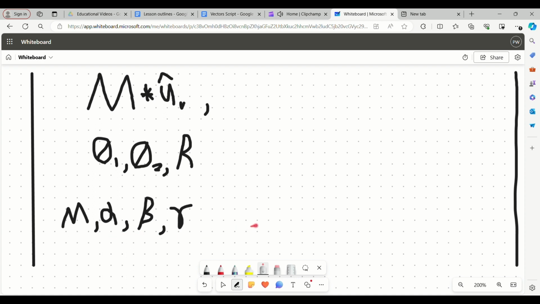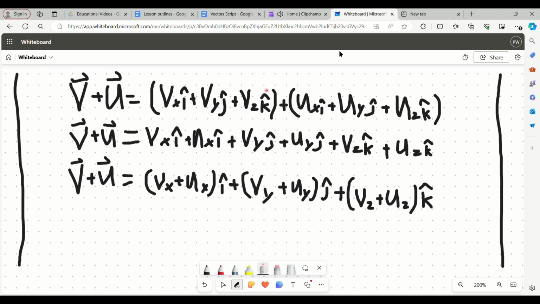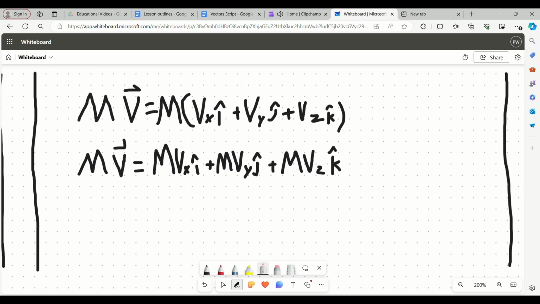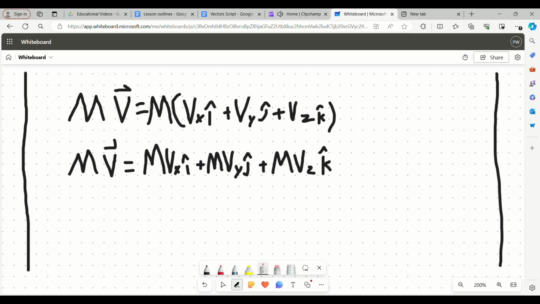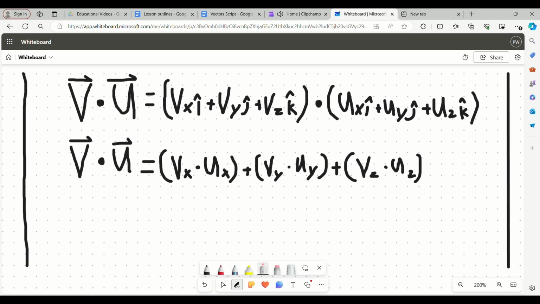Vectors can be added or subtracted together by adding or subtracting each like component. Vectors can also be multiplied or divided by a scalar value. Simply distribute the scalar value. However, vectors cannot be multiplied together in the usual way and have special operations to do so.